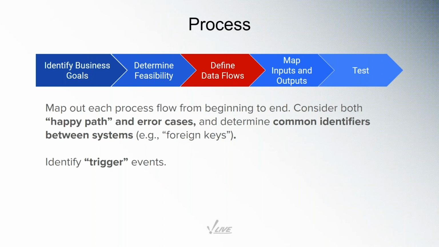And normally when we're thinking about something we want to do, we're always thinking about the happy path. We're thinking about, in a best case scenario, what is this going to look like? How is this going to work? But it's also important to think about error cases.